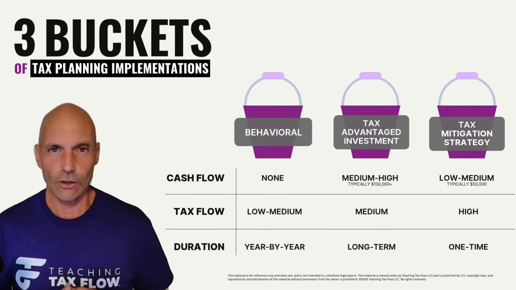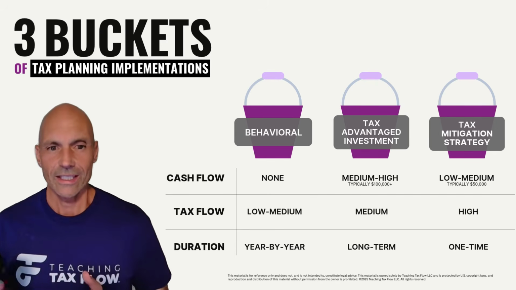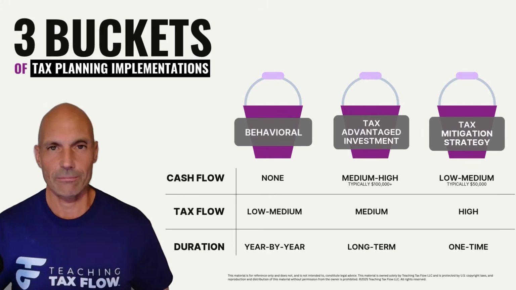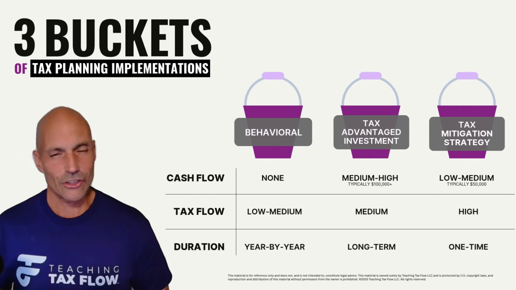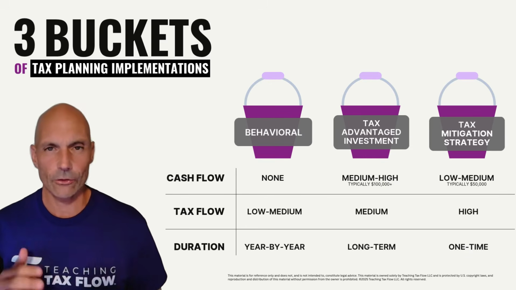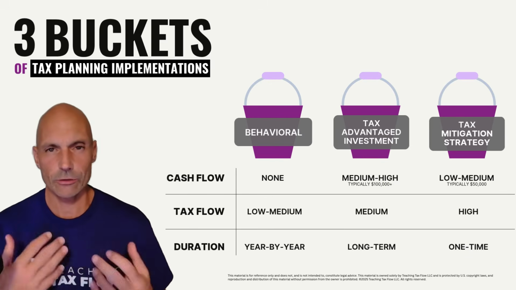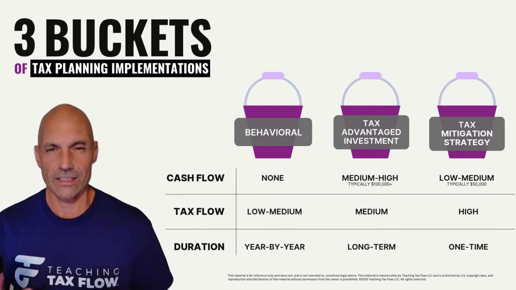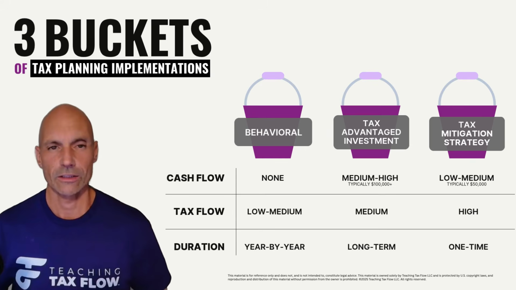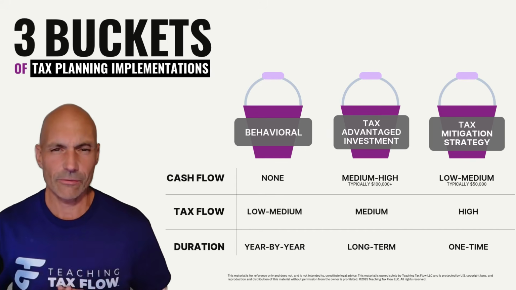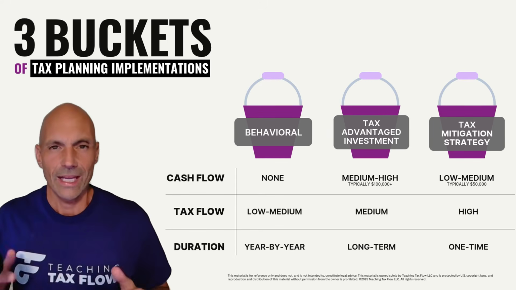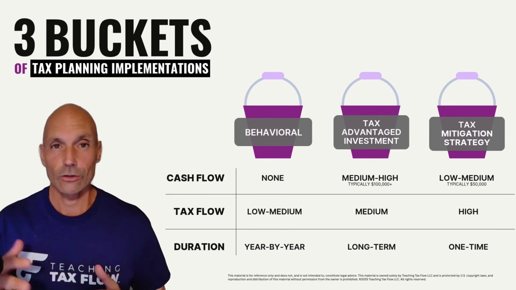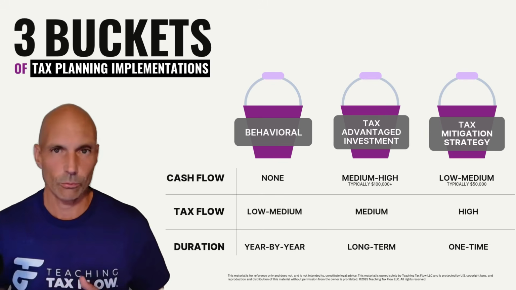Now, the tax flow, meaning the tax reduction, is typically higher than the behavioral bucket, and I would say at about a medium amount. In general, about 25 to 35% of your cash deployed into a tax-advantaged investment would be the tax reduction in the first year. The duration of these types of investments is typically long-term, and the returns on that investment are typically long-term, meaning much more than 1 year.